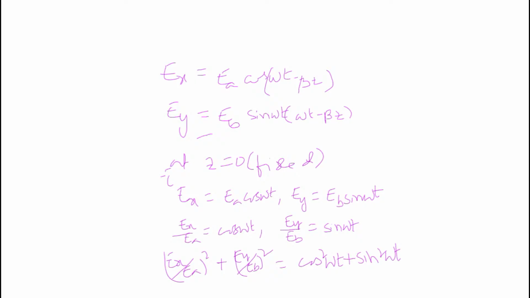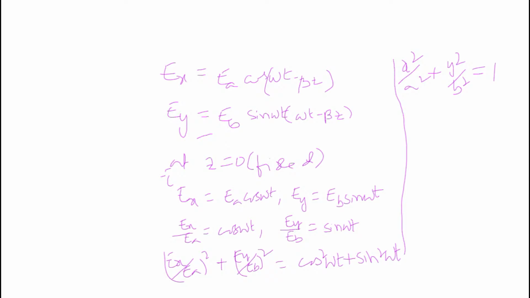Why have I done it like this? Because we have the equation of an ellipse: x square by a square plus y square by b square is equal to 1. We have to get it like this. Instead of x square, we have Ex square.